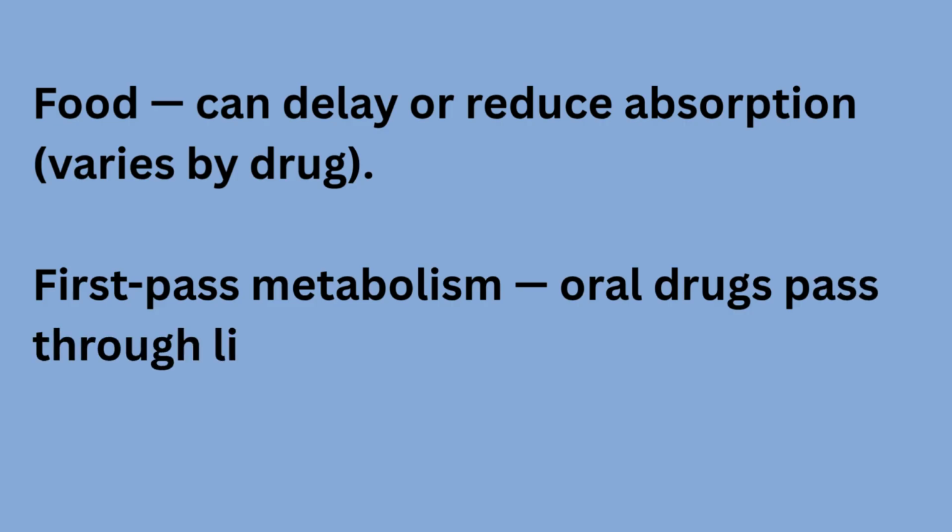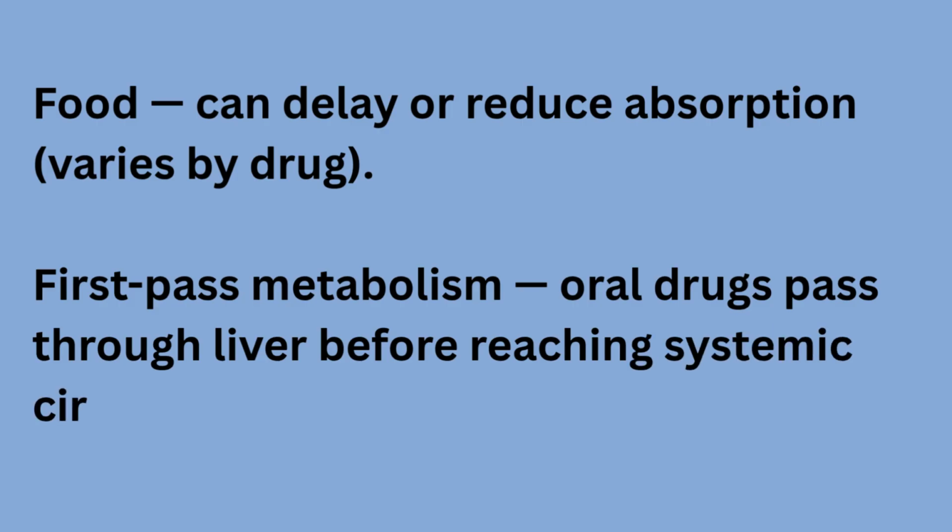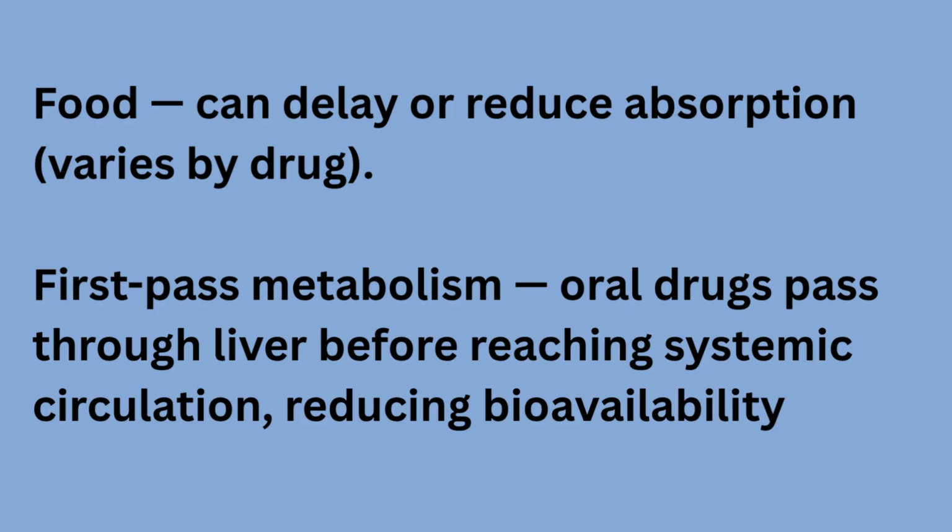And finally, a very high-yield concept, first-pass metabolism. When you take a drug orally, it gets absorbed from the gut, but before it reaches the systemic circulation, it has to pass through the liver via the portal vein. The liver metabolizes a portion of the drug right there, so less of the active drug actually reaches the bloodstream. This is why oral drugs often need higher doses compared to, say, an IV dose of the same drug.